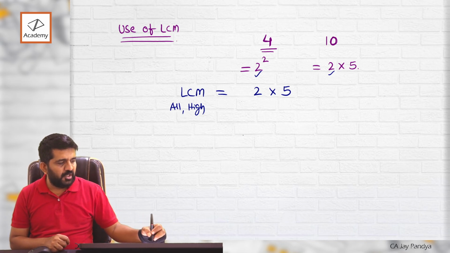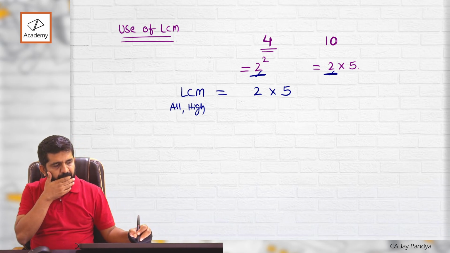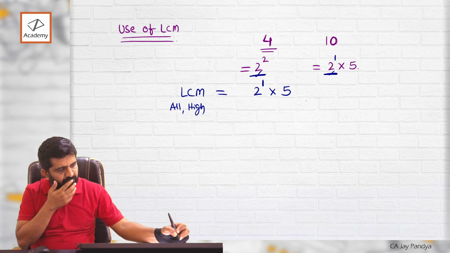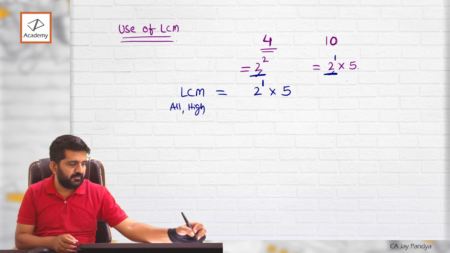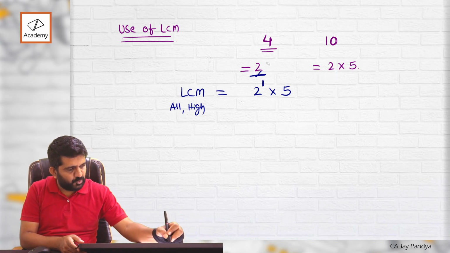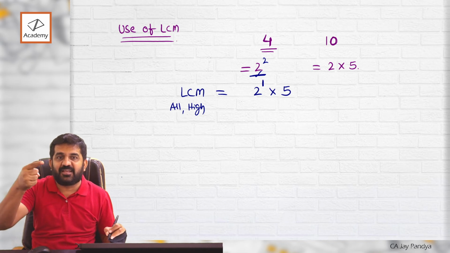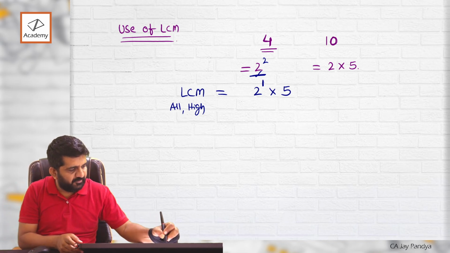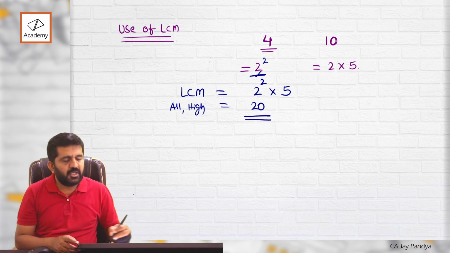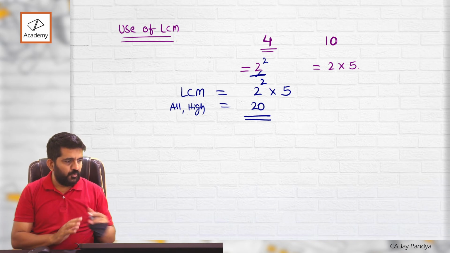Now should I take 2 square or 2 raised to 1? Square. Exactly. So in LCM, 2 square. It is very easy to remember. For LCM, the higher power will be used. For HCF, the lower power will be used. Absolutely, 2 square. So 2 square is 4, and 4 fives are 20. 20 is the LCM. Where it is used, I'll tell you.